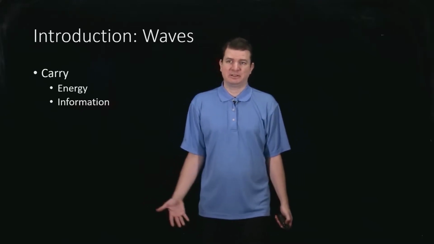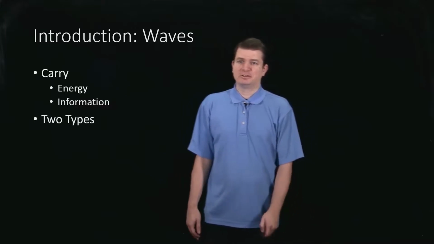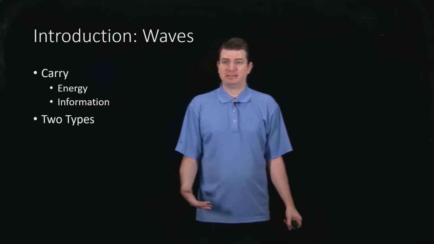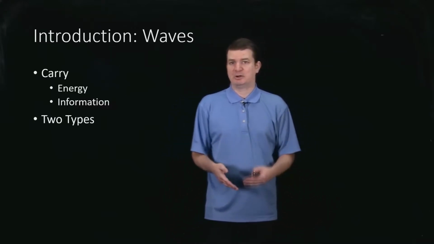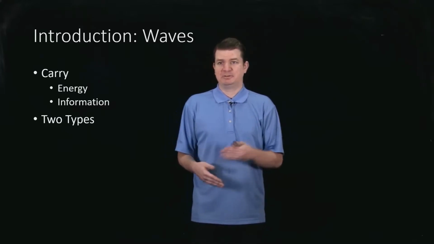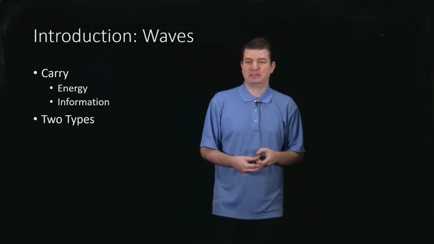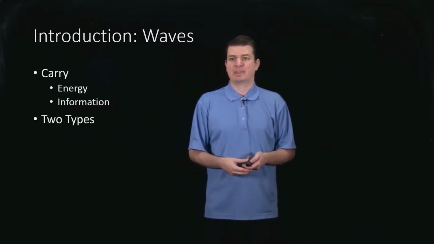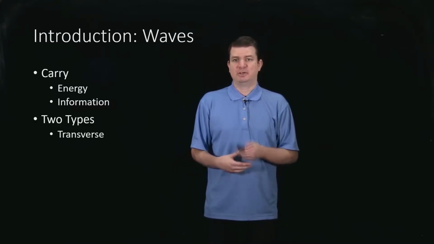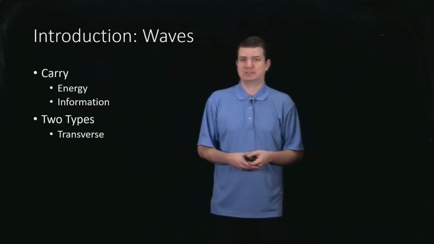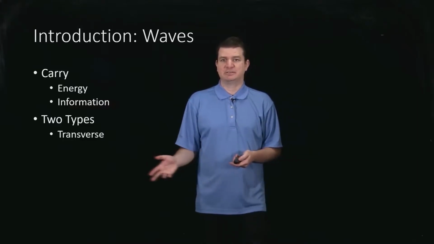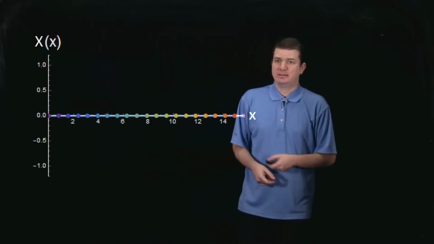Now, how do you really go about doing that? There are two types of waves, basically split on exactly how particles are moving with respect to how the energy is flowing. In the first case, we have what we call transverse waves. To make sense of what a transverse wave is, here is what we're going to do.